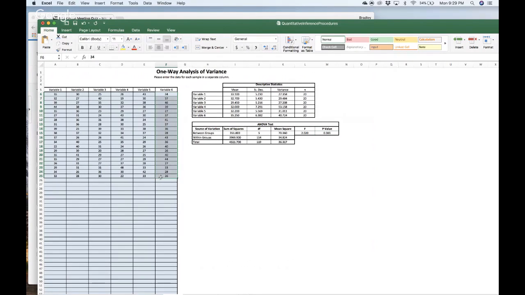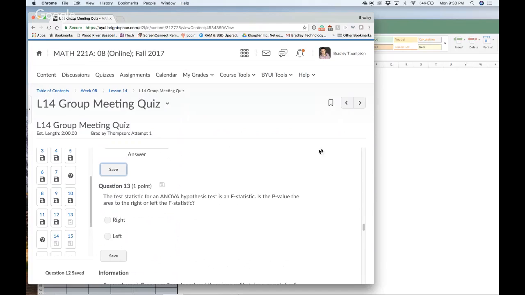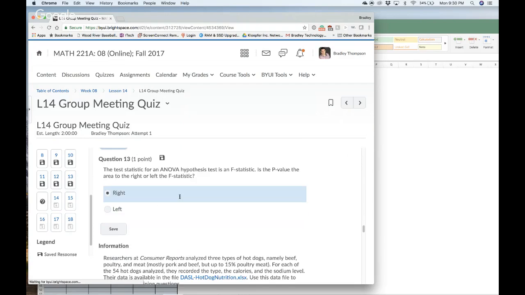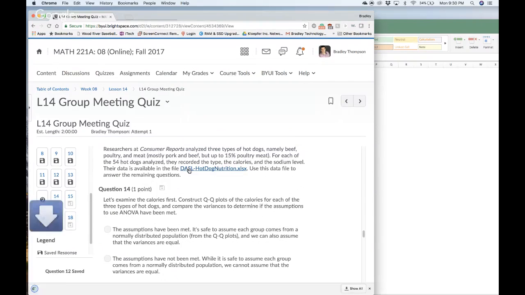Wouldn't that make for answer 13? Gavin, what was that? On 13? Wouldn't it be right if it was the F statistic? I think so. Yeah, the F statistic is always right. It's always right, isn't it? I think so. Yeah, from what I know.